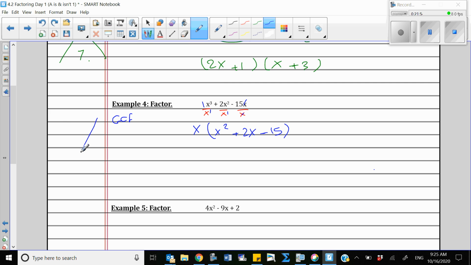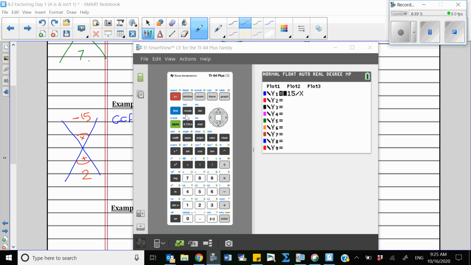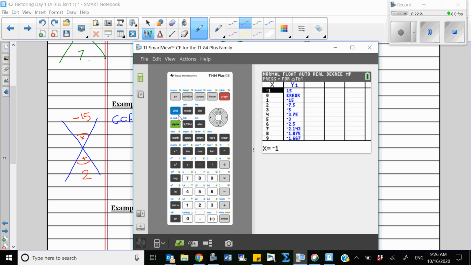Now I'm going to use my big X here. Two numbers that if I multiply them, I get A times C, which is negative 15. And if I add them, I get 2. So you multiply, get a negative 15, and add them, you get 2. Okay, so I use my calculator, y equal to negative 15 divided by x, and then go to second table.